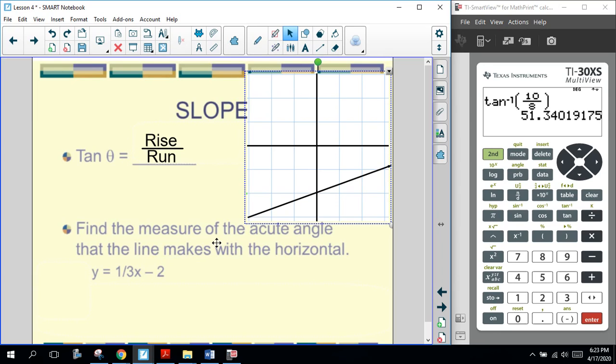Then the question is, find the measure of the acute angle that this line makes with the horizontal. So to take a look at that, we need to draw in this horizontal line, which I just did. So when I draw in this horizontal line, the question they're asking, guys, is this: what is this angle here, the acute angle that this line makes with a horizontal? Well, to go even a step further, I'm going to draw in this little vertical line right here. So now I have a right triangle.